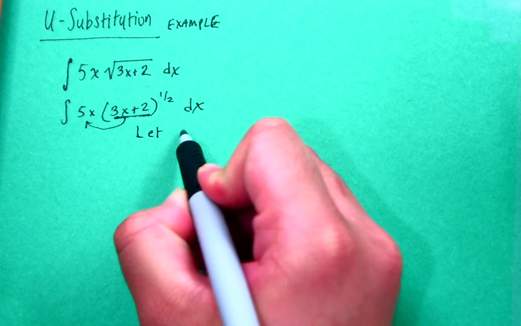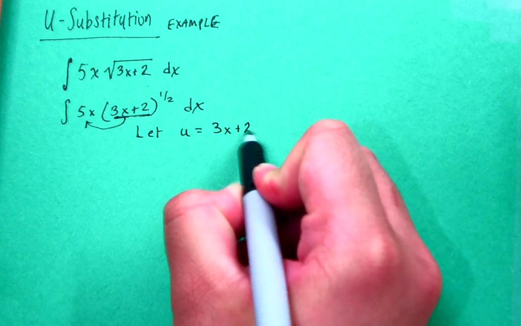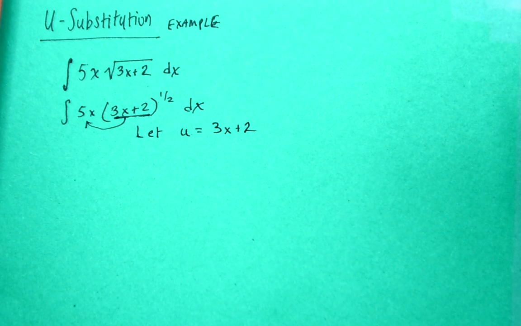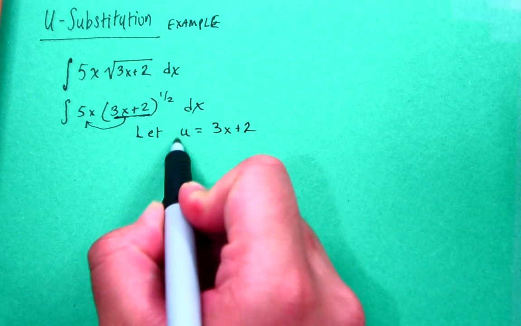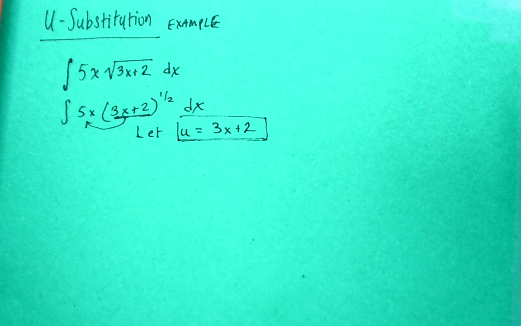So I'm going to let U equal the interior of my problem, which is 3x plus 2. So this is the key part. I'm going to make this assumption, and then I'm going to take away some consequences from that assumption and allow me to rewrite the problem in terms of a different variable.